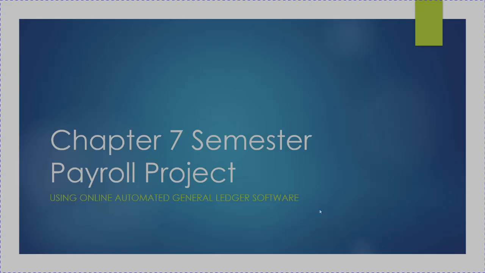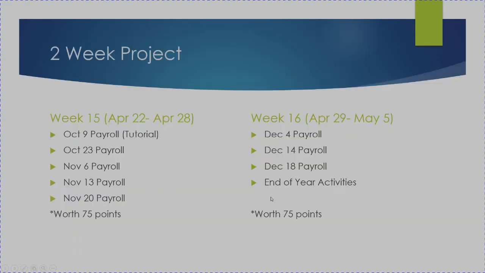Okay, so we are going to be working on this project for 2 weeks towards the end of the semester, weeks 15 and 16, running from April the 22nd through May the 5th. Okay, so let's see what we're going to be covering. The project is broken down between 2 weeks. Week number 15 is going to run April 22nd through April 28th. You're going to be doing the payroll for October 9th, October 23rd, November 6th, November 13th, and November 20th.